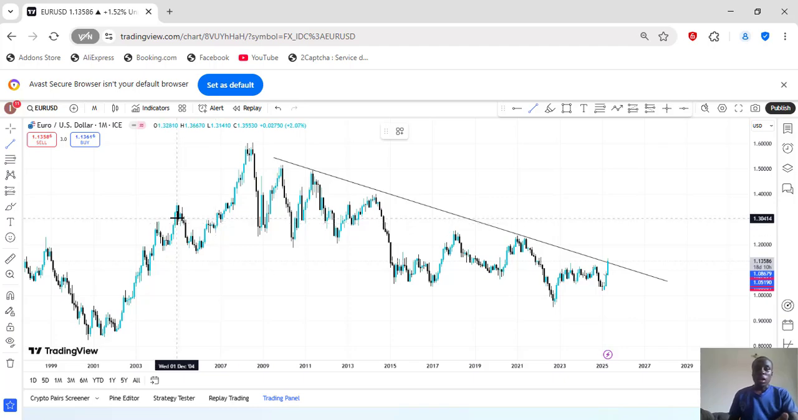I will share with you an entry opportunity that you don't want to miss as the market opens this week on Euro US dollar. In fact, the price is already at a zone where we need to enter, guys.